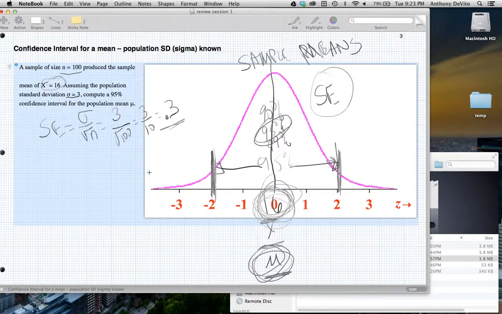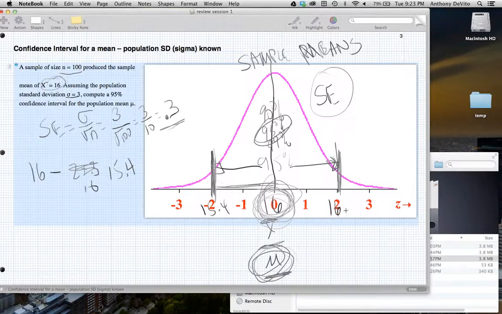So if I get a mean of 16, I can say that I'm 95% sure the real population mean is 16 minus this distance here, 2 standard deviations. 2 standard deviations is 2 times 0.3, so that would be 0.6. 16 minus 0.6 is going to be 15.4. And on the other end, with 2 standard deviations above, we take 2 times 0.3 and add it to the 16, and that's going to be 16.6.